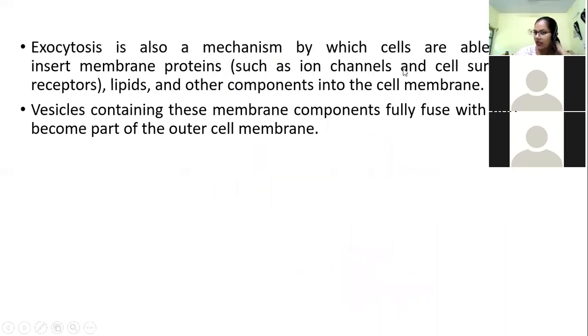So there's one video, I'll send you the link. Maybe I'll put it in the description. You can watch it. Very beautifully, they have shown how exactly the process of exocytosis takes place. I'll explain that also. So now we know how exocytosis takes place.